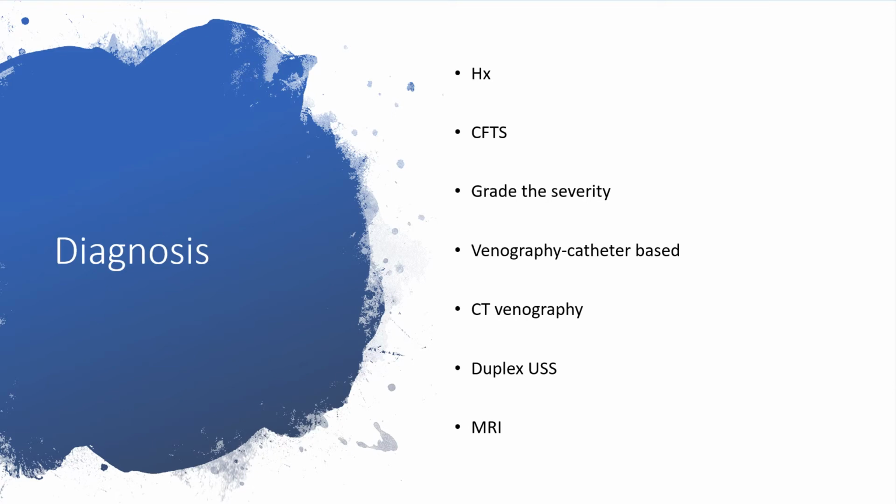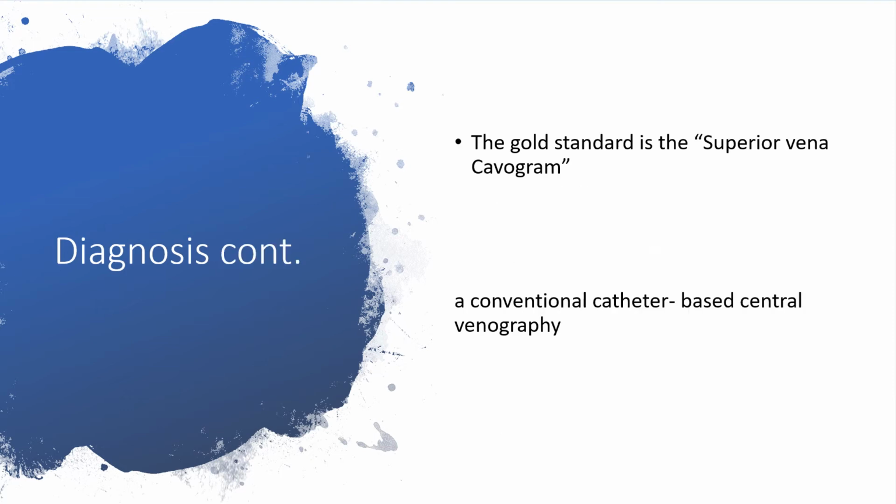How do we make diagnosis of superior vena cava syndrome? Thorough history, follow all the clinical features listed before now, grade the severity as described in the last few minutes, venography, catheter-based procedures, CT venography, duplex ultrasound, or magnetic resonance imaging. Still on diagnosis, the gold standard for the diagnosis of superior vena cava syndrome is the superior vena cavogram. This is a conventional catheter-based central venography.